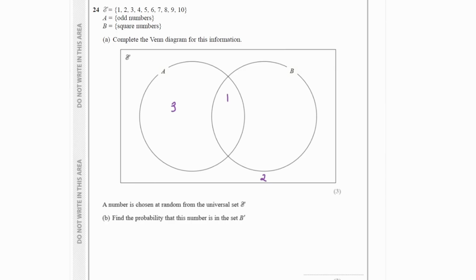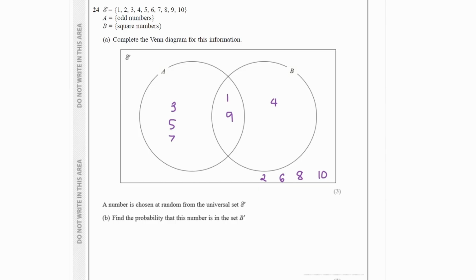4 is not odd, however it is a square number, so we put it just in set B. 5 is an odd number, so we put it just in set A. 6 is again neither odd nor square, so we put it outside of A and B. 7 is an odd number, so we put it just in set A. 8 is again neither odd nor square, so we put it outside of set A and B. 9 is odd as well as a square number, so we put it in the middle. And 10 is again neither odd nor square, so we put it outside of set A and set B.